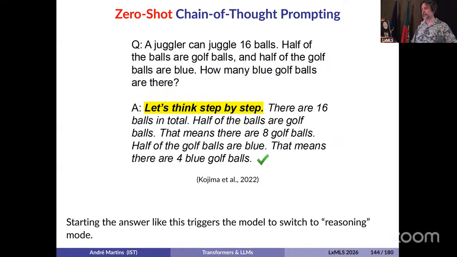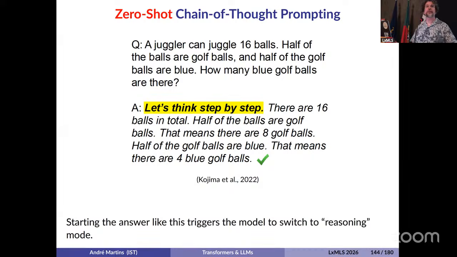Later, people also did this with zero-shot chain of thought prompting, where you don't have this one-shot example anymore. Instead, you prefix the answer with an expression like this: Let's think step by step. Because of this prefix, the model is going to be encouraged to think explicitly in several steps. This triggers the model to switch to reasoning mode, if you want.